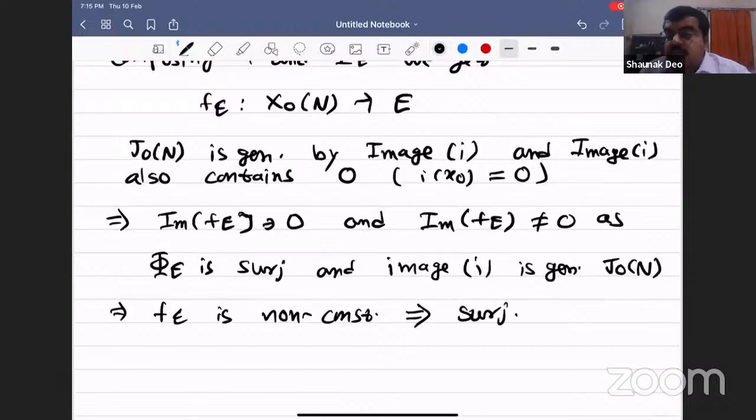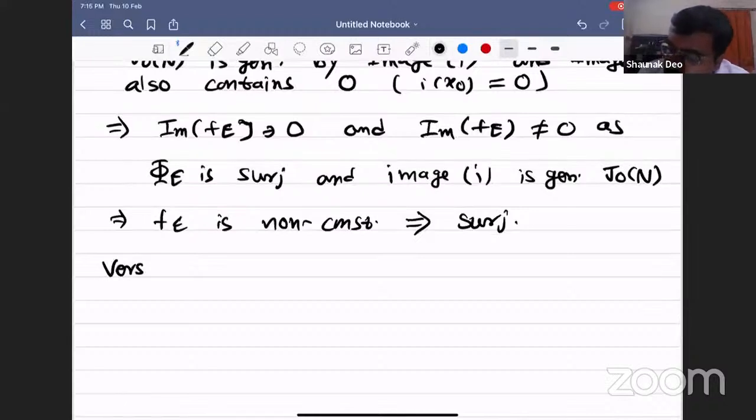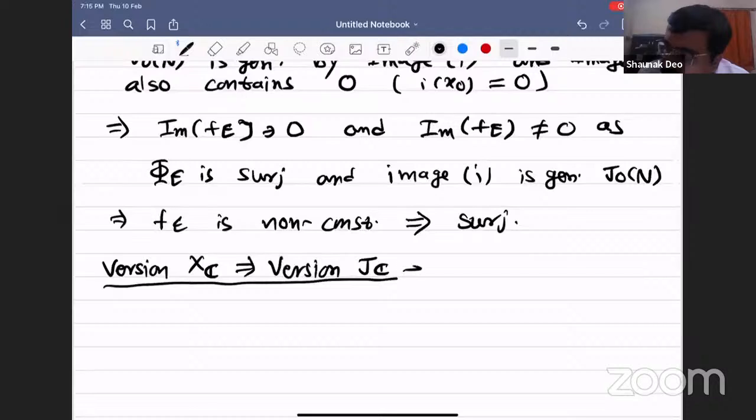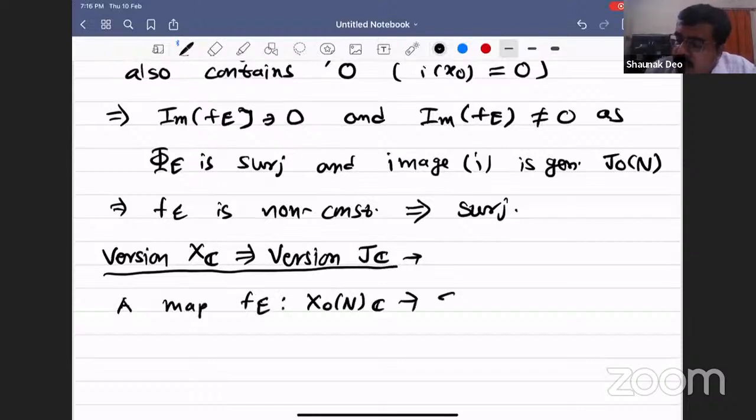So this is one direction, where JC implies XC. And now we go to XC implies JC. For this also, it is again slightly an easy argument, so an outline is easier to see. You are given a map F_E from X naught of n to E, and now you have to cook up a surjective holomorphic homomorphism from the Jacobian to E.